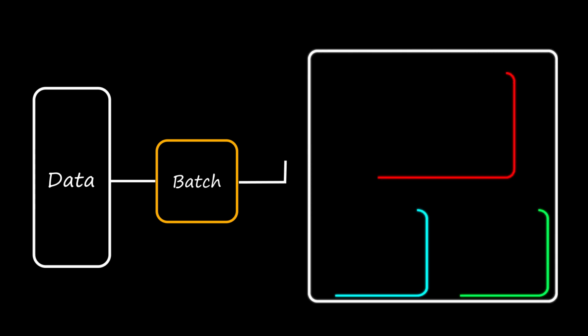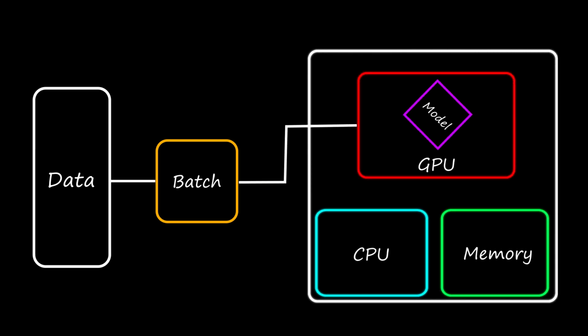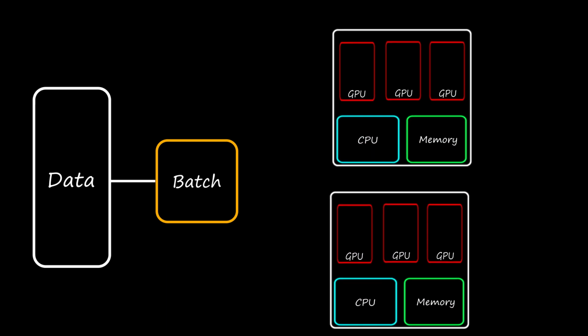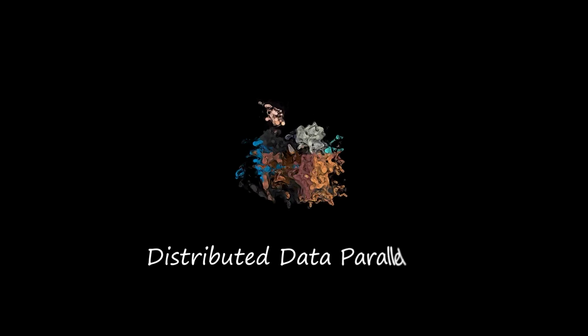The days of training a deep learning model on a single machine with a single GPU are pretty much obsolete. Now the models and the data are too large to be handled by a single GPU. So we needed a technique to utilize multiple GPUs on a single machine or on multiple machines. For that, distributed data parallel was introduced.